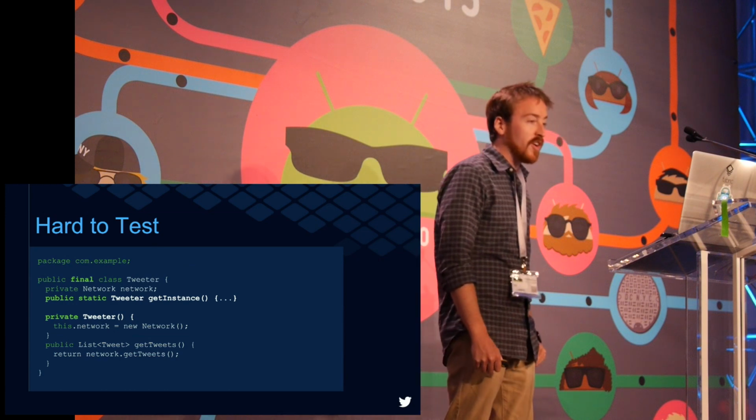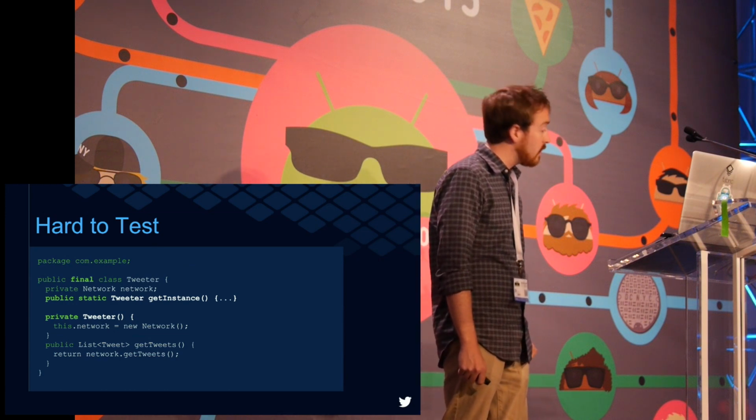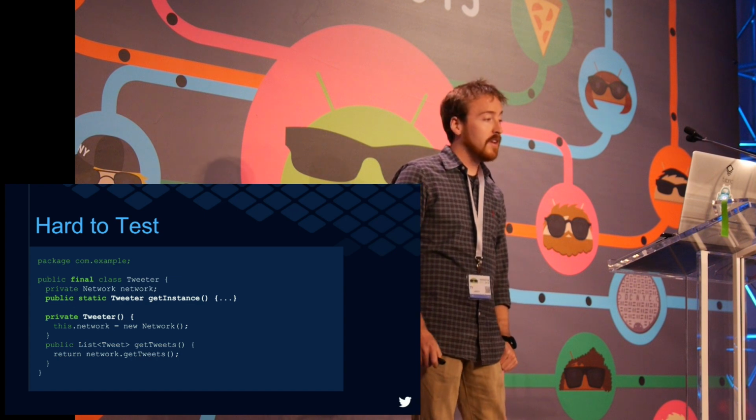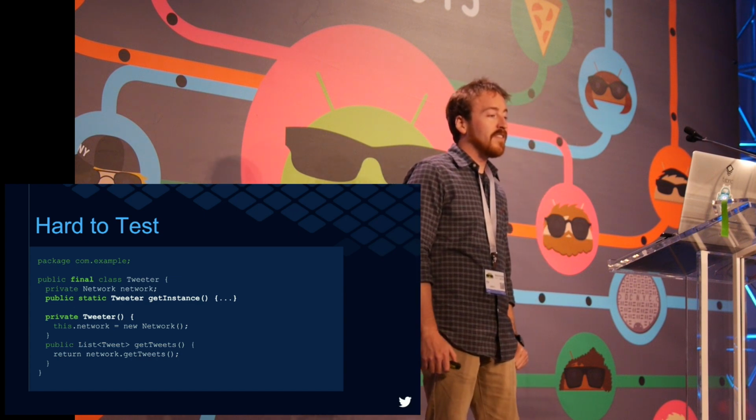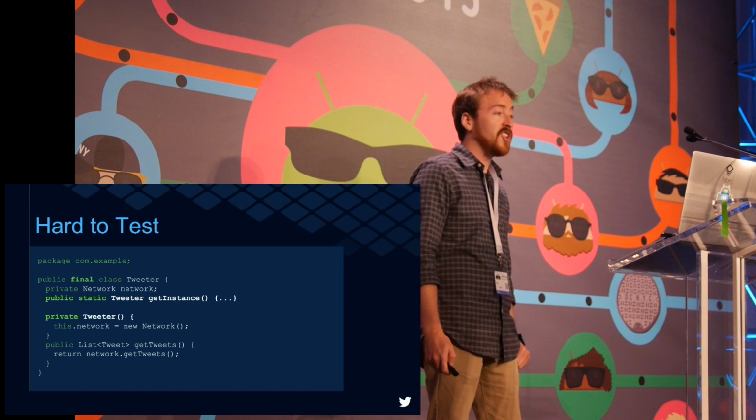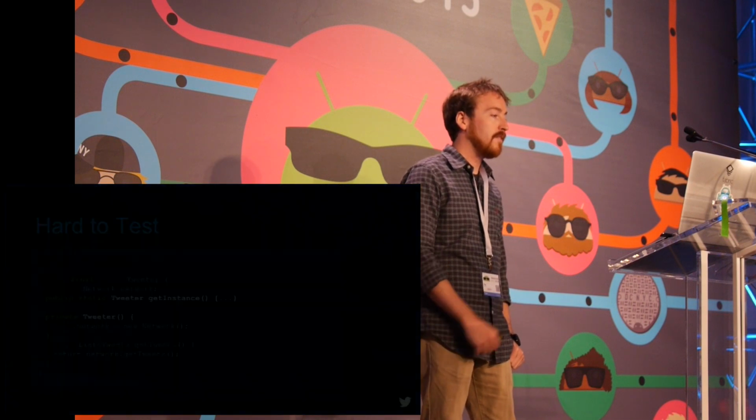This class represents some traits that I think make it hard to test and mock. It's final and it's a singleton. It's pretty common in Java, although generally it's an anti-pattern. But it makes it very challenging to test in isolation.